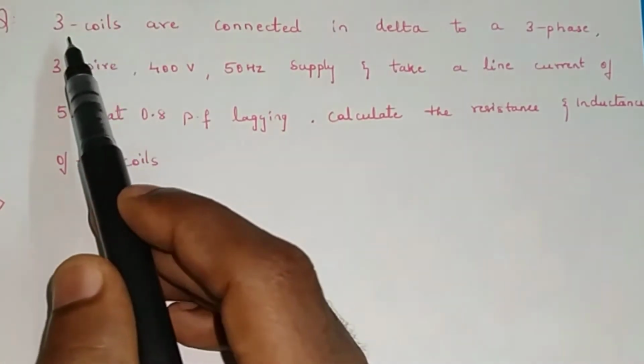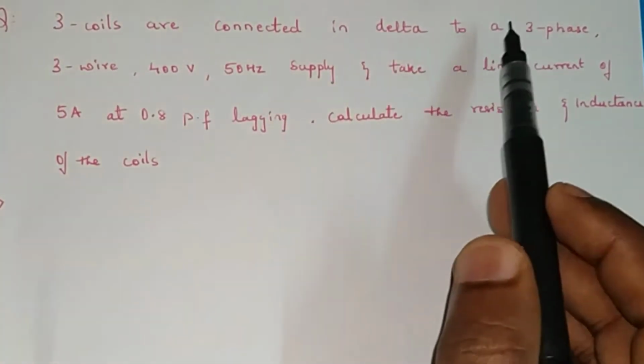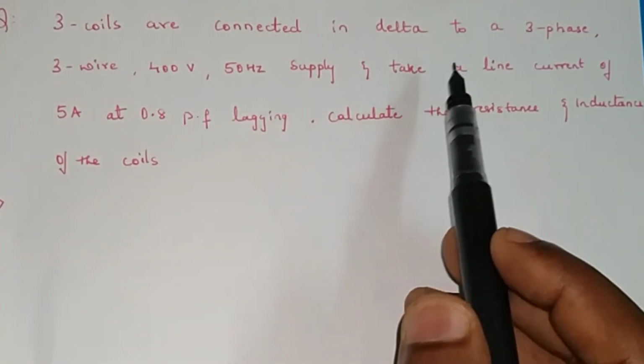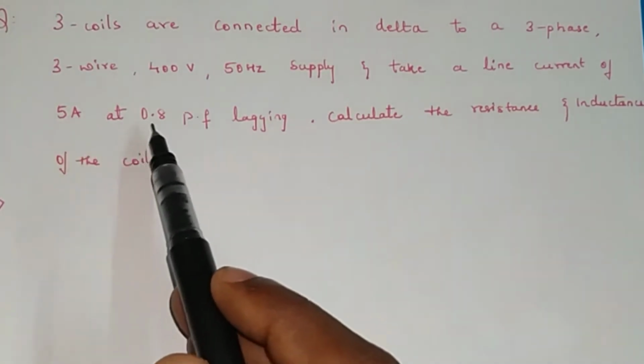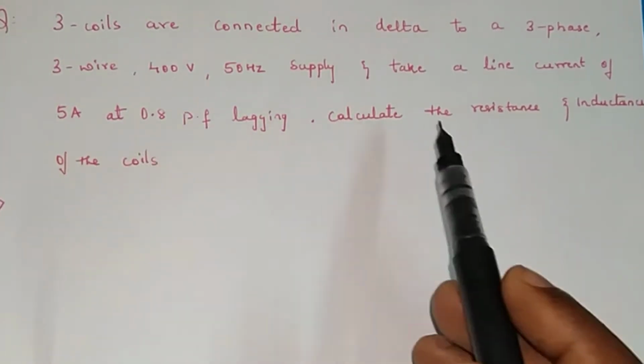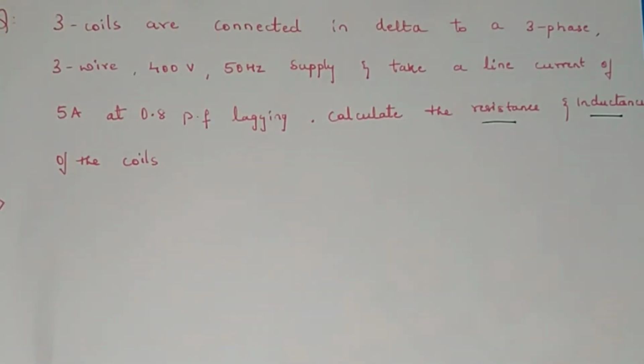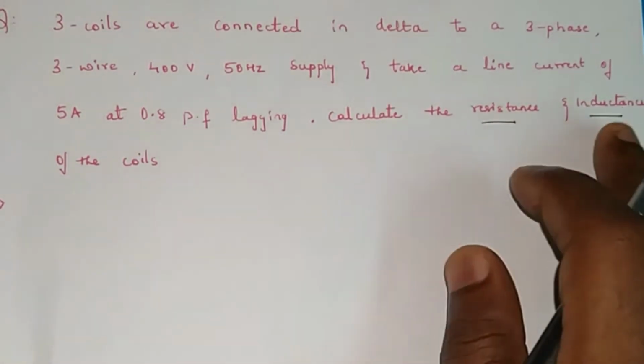So the question is: three coils are connected in delta to a three-phase 3-wire 400 volt 50 Hz supply, and a line current of 5 amps at 0.8 power factor lagging is given. They are telling us to calculate the resistance and inductance of the coil.